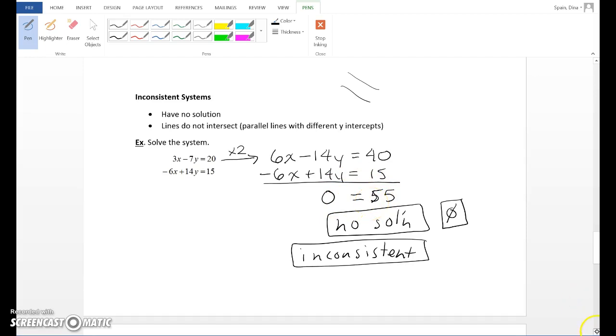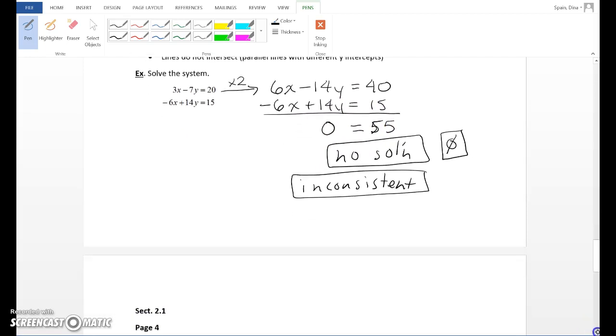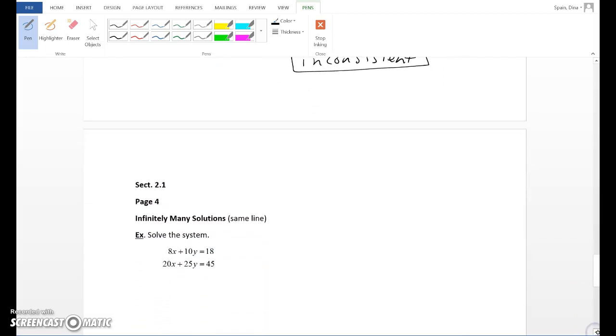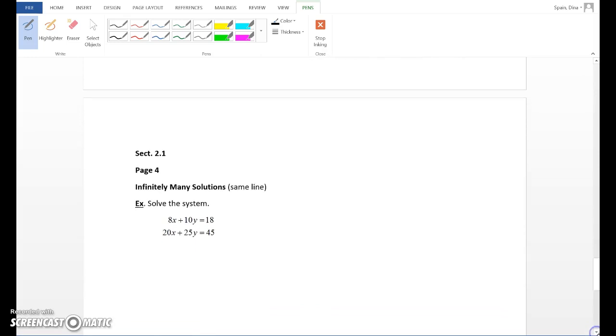So let's look at the converse of this. What if when I try to solve this system I end up with like 6 equals 6? That's going to be infinitely many solutions. If you graphed it, it'd be the exact same line. You graph the first equation, looks like that. Graph the second equation, it's right on top of it. They're the exact same line, but we're not going to do this graphically.